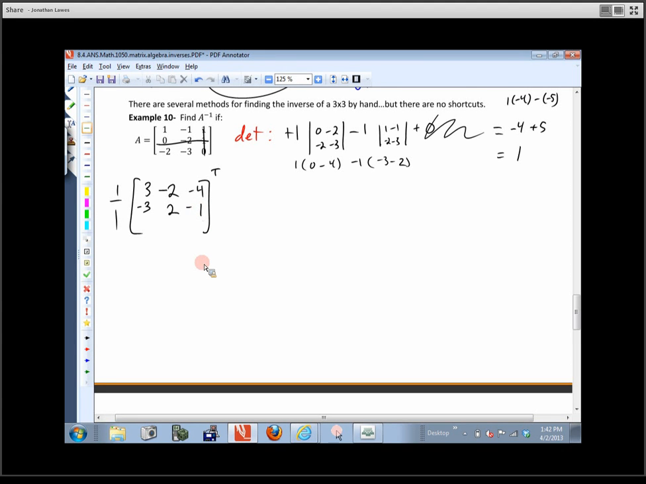Now, think about how many arithmetic problems you have to do, and you've got to do them all correctly in order to get this right. Is that -1? Is that correct? Not right. It's -3 minus 2.